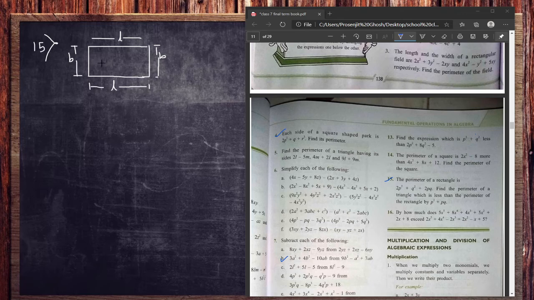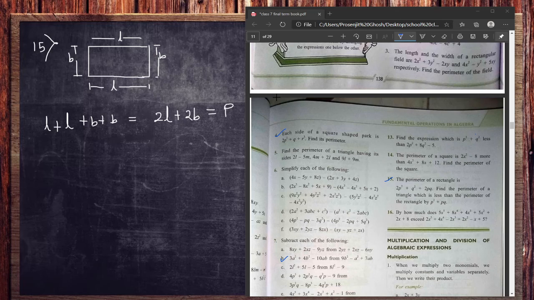Now what I told you, what about perimeter, that you have to add all the sides. So let's add them together first. L plus L, B plus B. So finally you will get 2L plus 2B. So this is your perimeter for the rectangle. Alright, so you got the idea first.